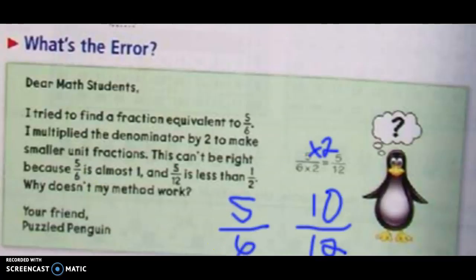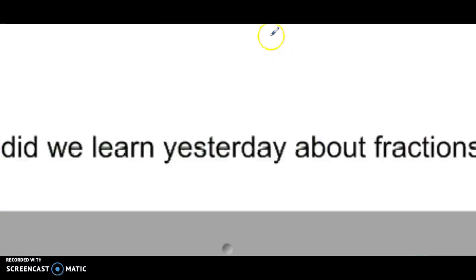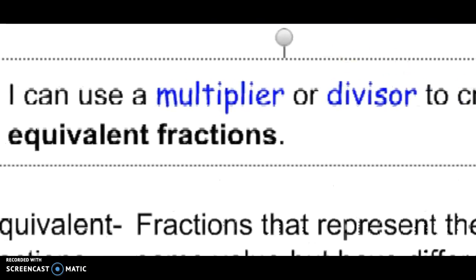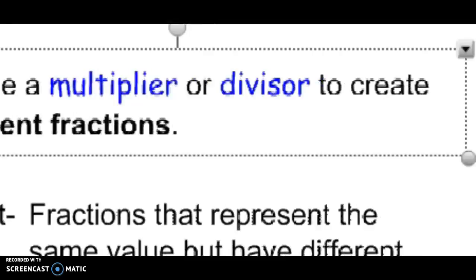Okay, so hopefully you remember our objective today, that you can use a multiplier or divisor to create equivalent fractions.